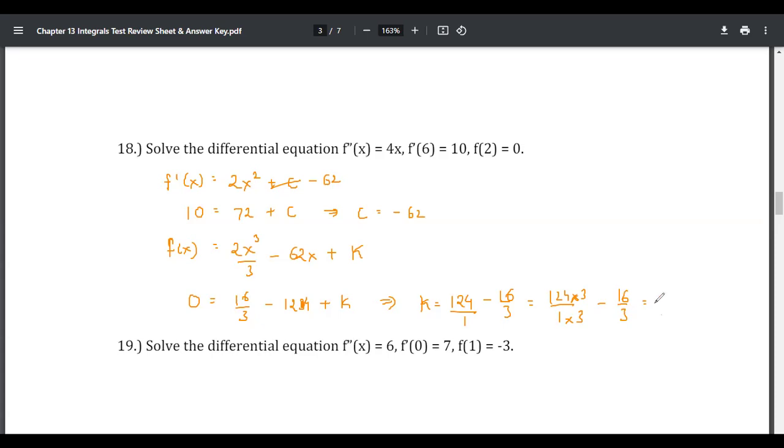So 372 over 3, and then subtract the 16 over 3. That gives 356 over 3. Got it. Make sure you report your final answer as f of x equals all of this, with the value of k as 356 over 3. This should be your final result.